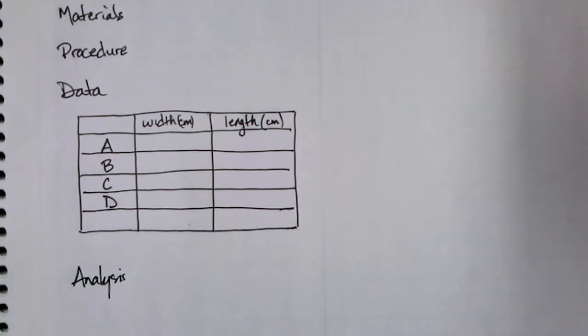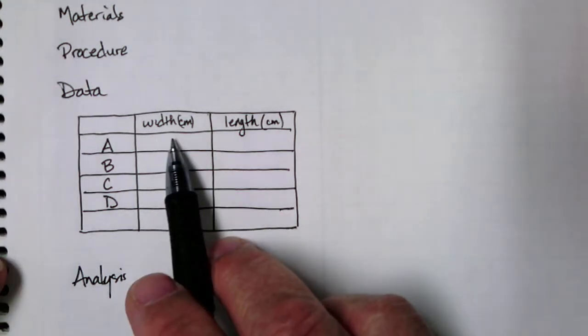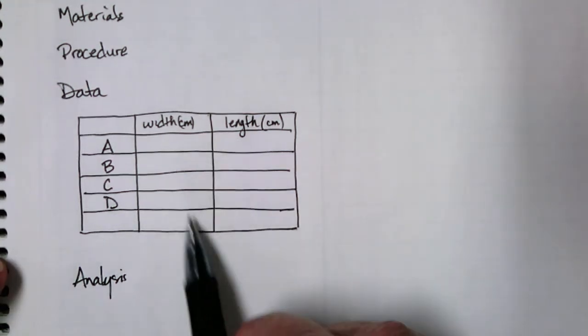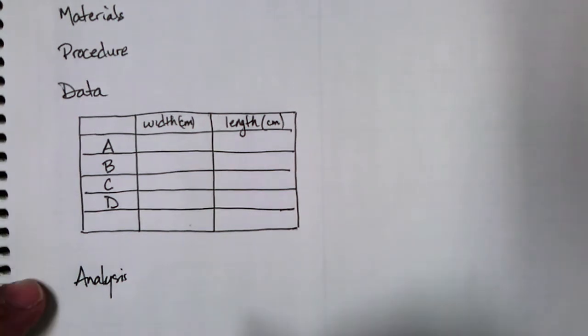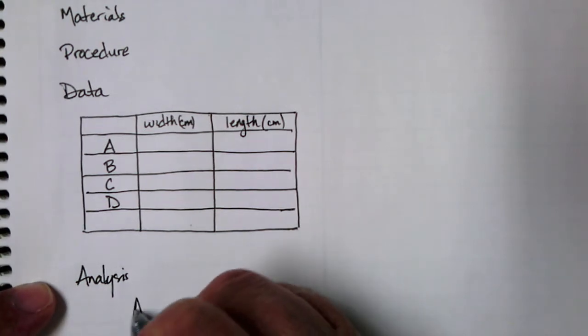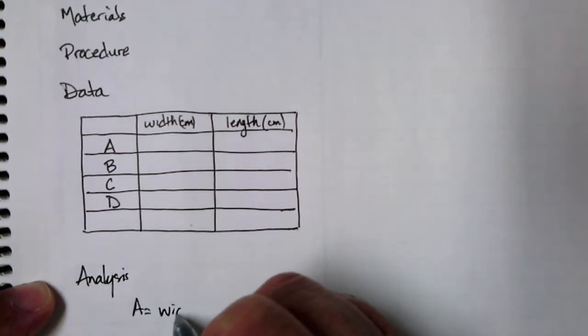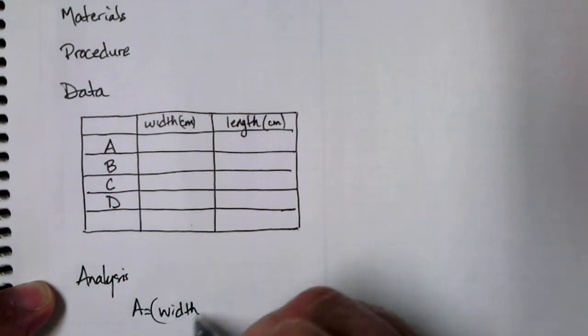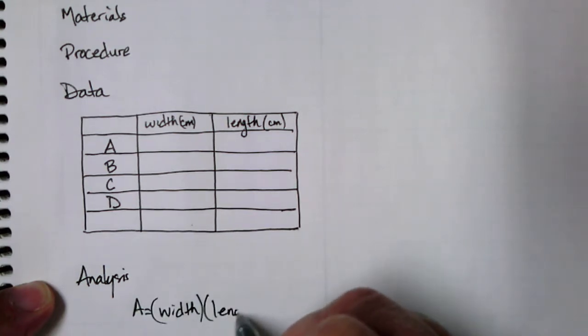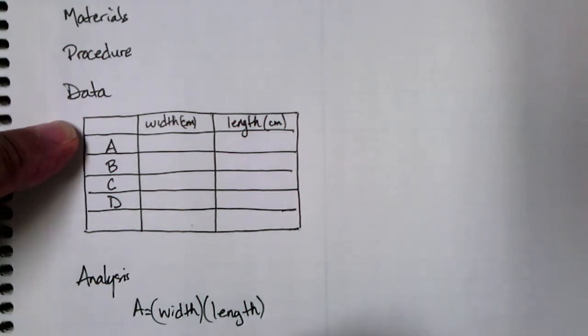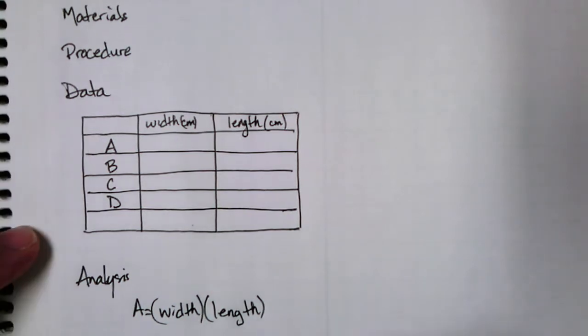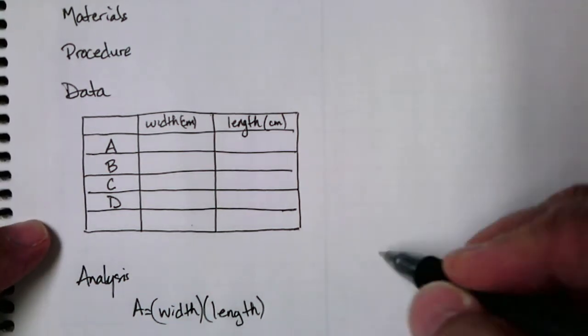You should include an example calculation if any is done. So for instance, since we've collected width and length, perhaps we're trying to calculate the area of this object. So we'd want to show an example calculation. So we would say that the area is equal to the width times the length. And then we take one sample of data, perhaps A, plug it in here, and then calculate it. And then for the other ones, we could do an analysis table.